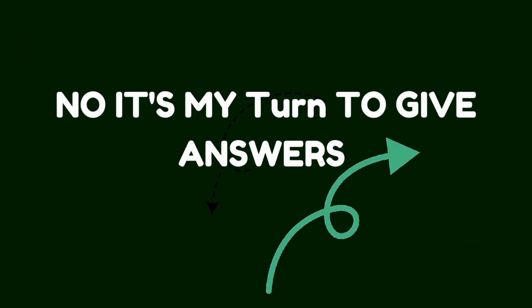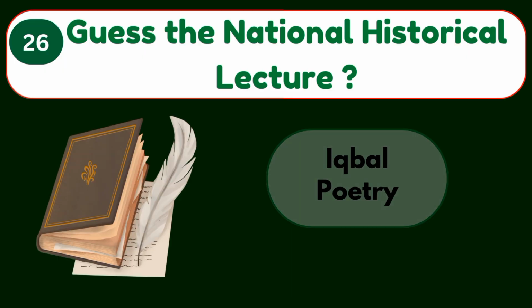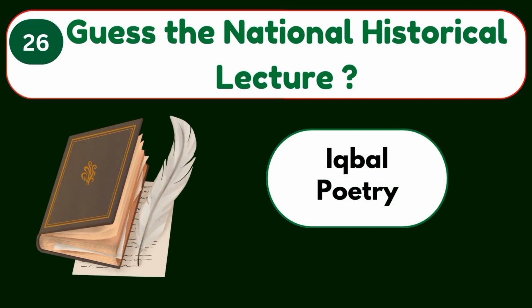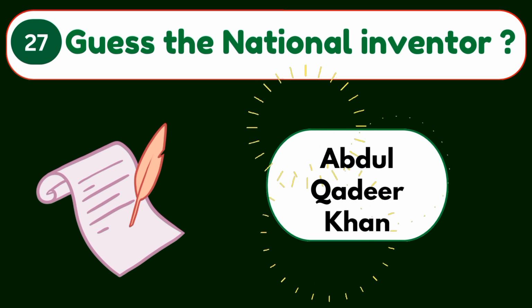The last 5 questions are left now, it's my turn to give answers. The question is, guess the national historical thinker, the answer is Allama Iqbal. Guess the national inventor, the answer is Abdul Qadeer Khan.